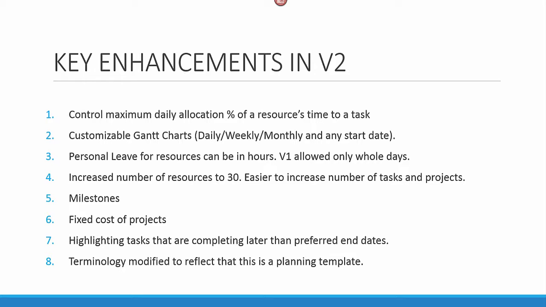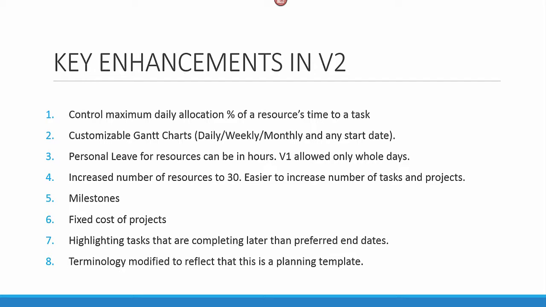take that into account. The number of resources has been increased from 25 to 30, and the entire backend has been redesigned so that it's easier for the user to increase the number of tasks and projects as needed. A new feature of milestones has been added. This will allow you to flag certain tasks as milestones and they get highlighted in the Gantt chart. You can also add a fixed cost to each project, and this will be added to the final project cost.